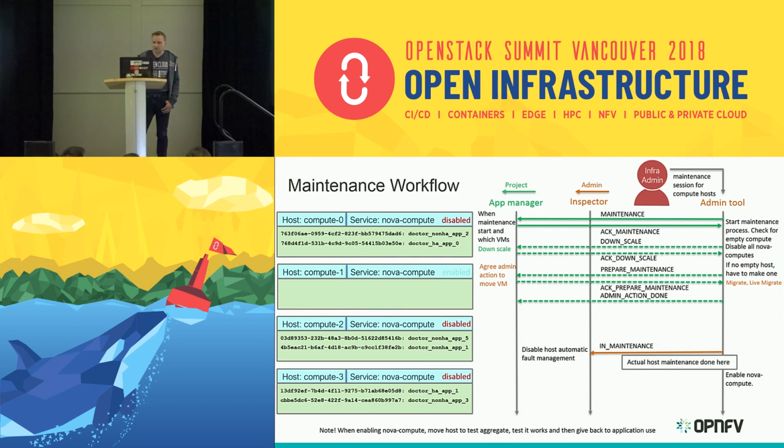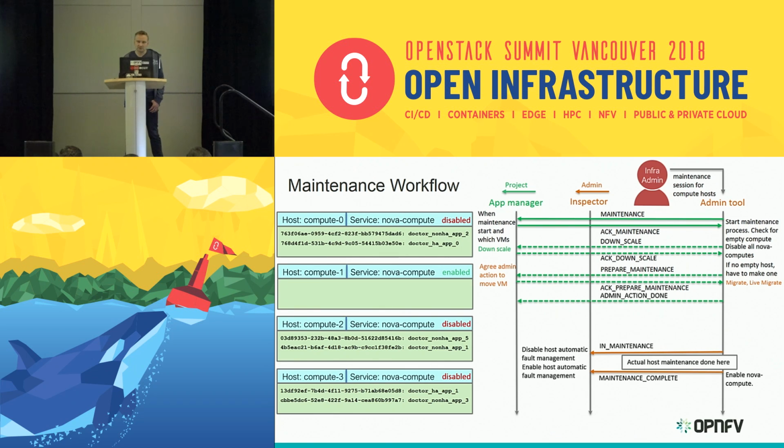And after that's done, you can re-enable Nova Compute, you can put VMs there again, and as the note says in the bottom, you could move this host perhaps to your test aggregate and fire a couple of VMs to test that now the new OpenStack version works, and then put it back to production for this application and reply back that the maintenance is complete and the automatic fault management can again be done for this host. Okay, now we have compute 1 running new OpenStack version, and that's great, it's working.